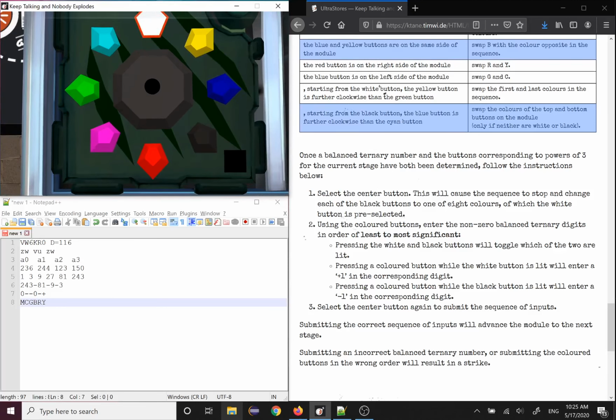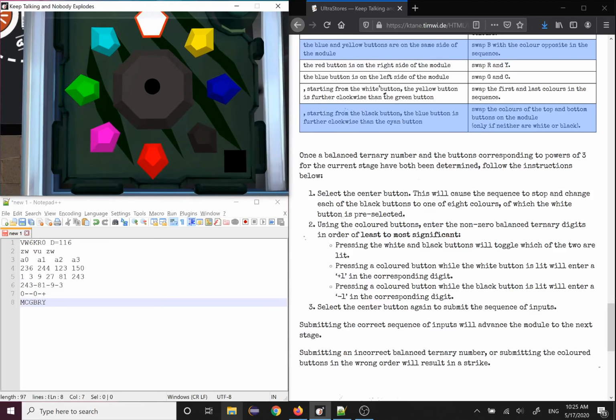Our first color is cyan, so we want to press black, make sure that's active. Press cyan. And we said the next color is still negative, so we will keep black active. So we press green. Next color is red, still negative, so red. And then next color is positive, so we press white, and then yellow. And so we see that we did not get a strike.